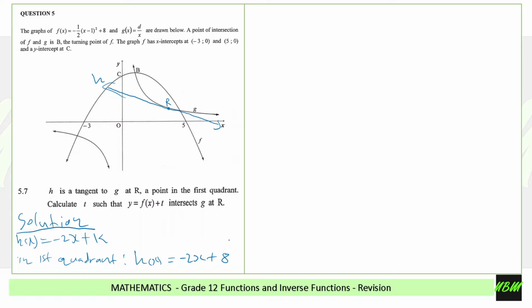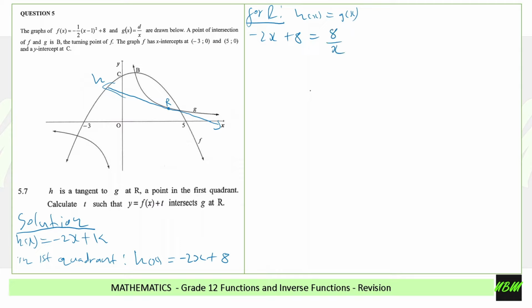So now we have the equation of h, and we can determine the coordinates of R. For R, it will be where h of x is equal to g of x. That is how we find the coordinates of R. That is where the graphs of h and g intersect. What is h? Minus 2x plus 8 being equal to g, which is given by 8 over x.